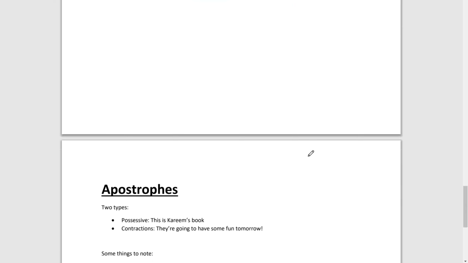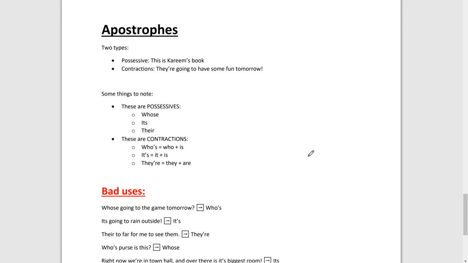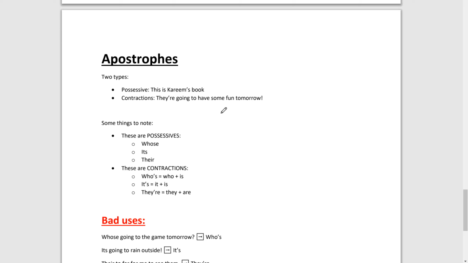All right, let's get to the last thing, apostrophes. This is something that a lot of students mess up. Basically, there are two types of apostrophes you're going to come across, possessive versus contractions. Possessives are very simple, like Kareem's book, right? Or Hannah's store, that kind of thing. Those are the things you typically think of when you think of apostrophes. It's for possession. But you can also see an apostrophe in the case of contractions.